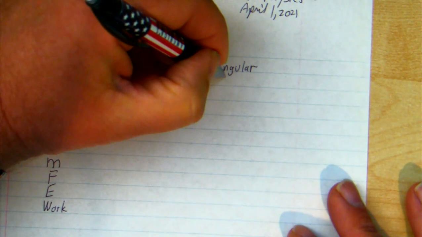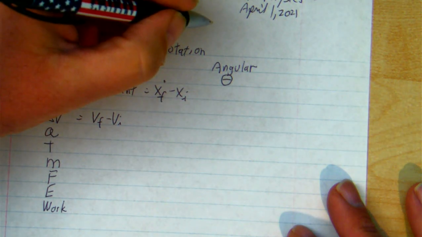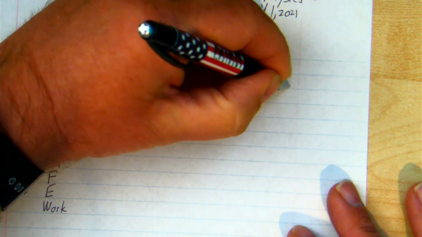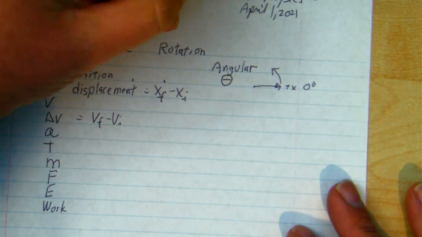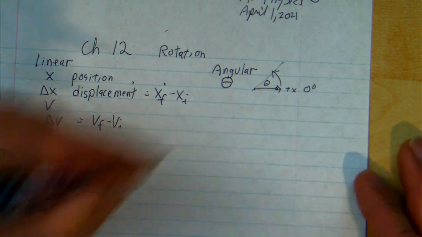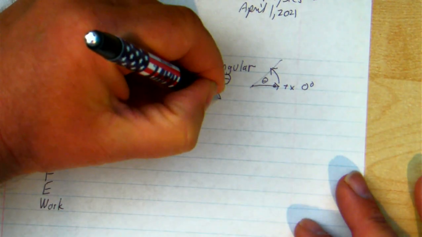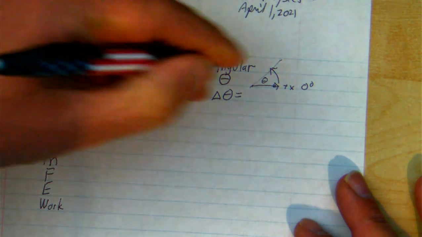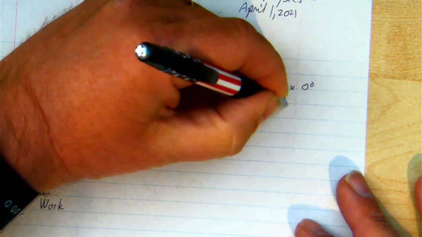position has as its angular equivalent theta, the angle, again, relative to some reference point. So if I say the positive x-axis is 0 degrees, then the angle measured counterclockwise is the positive angle theta, and if it's clockwise, that's a negative angle theta. Displacement becomes change in angle. And as is true for all changes, it's defined as your final state minus your initial state.